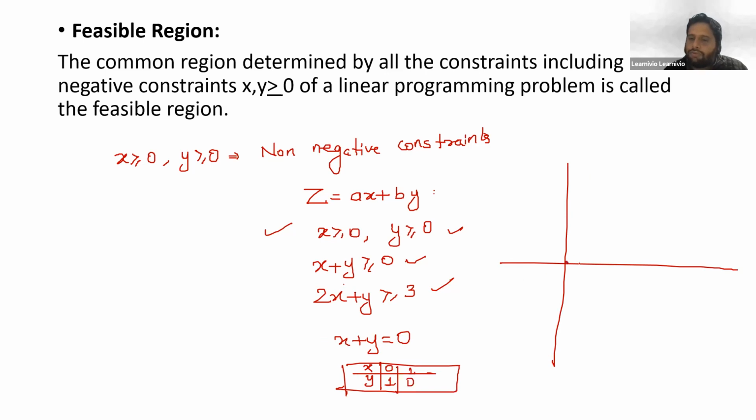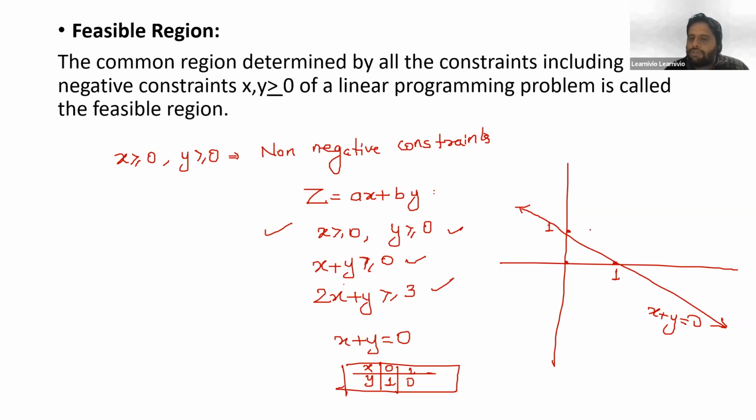So the points are (0, 1) and (1, 0). So this is 1 and this is also 1. You will join these two, and you will get this straight line. This is for x plus y equal to 0. Now the question is x plus y greater than or equal to 0, so you need to check which region is your solution.